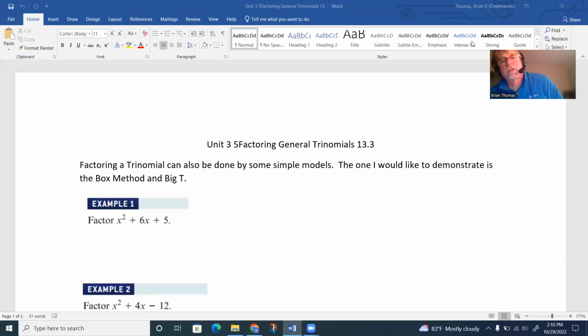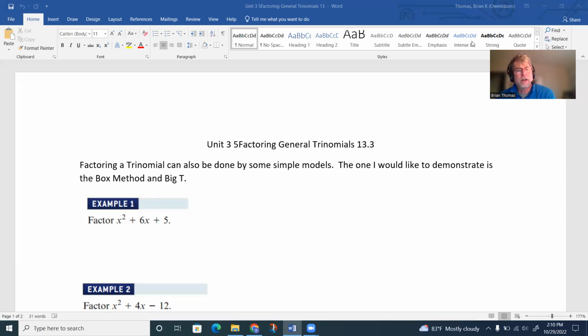So our next lesson is what we call factoring general trinomials. So this is going to be 13.3 out of the book. Factoring a trinomial can be done by many models, but for the most part, notice how factoring is kind of this thinking backwards concept. One of the models I want to use is kind of back to that box method that we did earlier, and also using what's called big T that we've talked about in identifying factors.